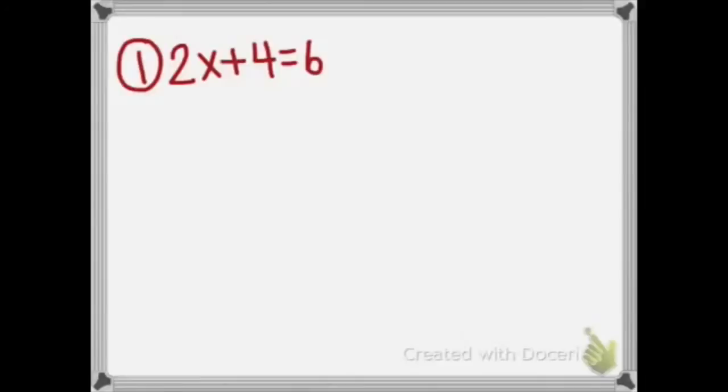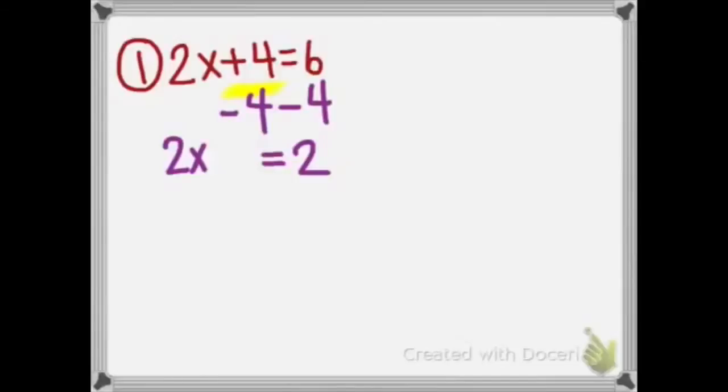Alright, the first kind says 2x plus 4 equals 6. The first step said distribute. There's nothing to distribute. The second step said get rid of large fractions. There are no large fractions either. What we're going to want to do is start with the third step. Add or subtract the term without the variable. That term without the variable is the plus 4. The opposite of plus 4 is minus 4. So I'm going to subtract 4 on both sides of the equal sign. That'll give us 2x plus 0 equals 2, or just 2x equals 2.